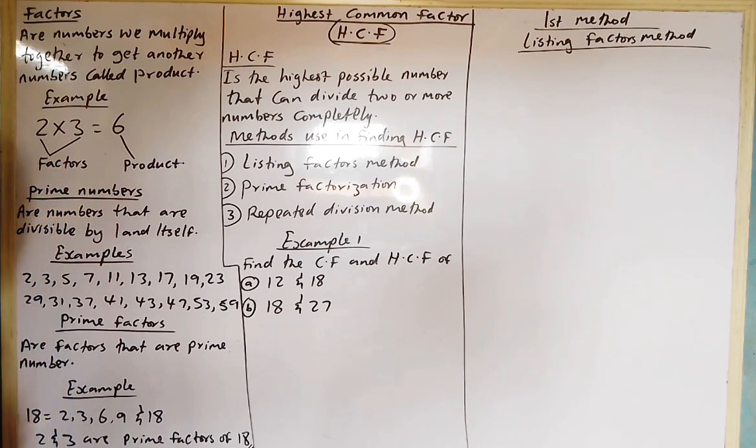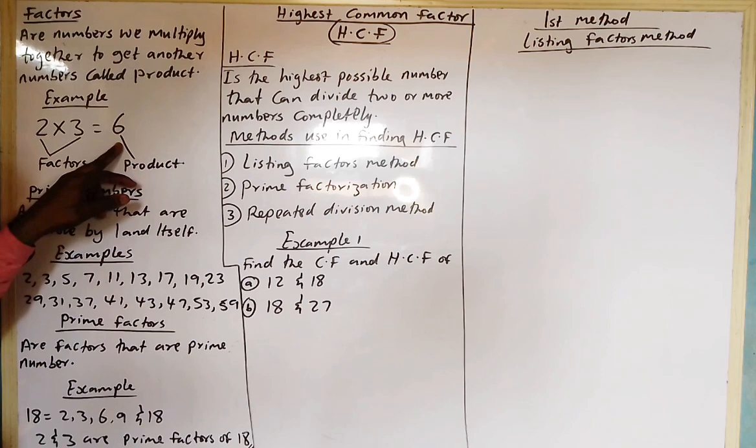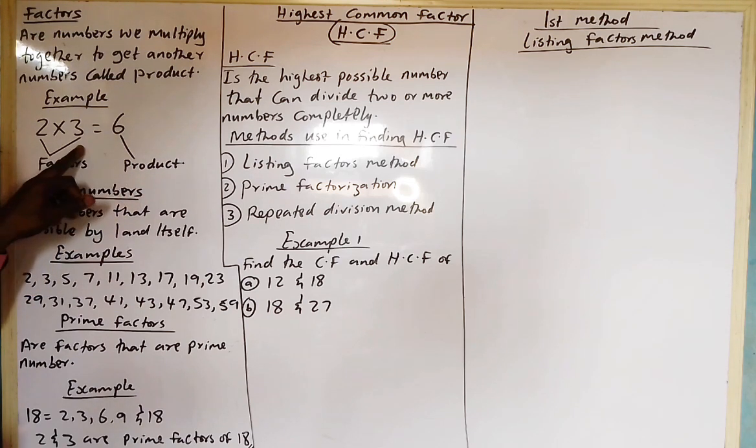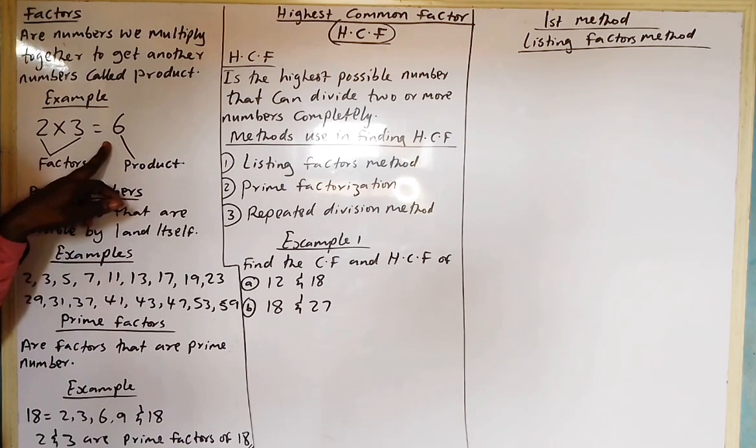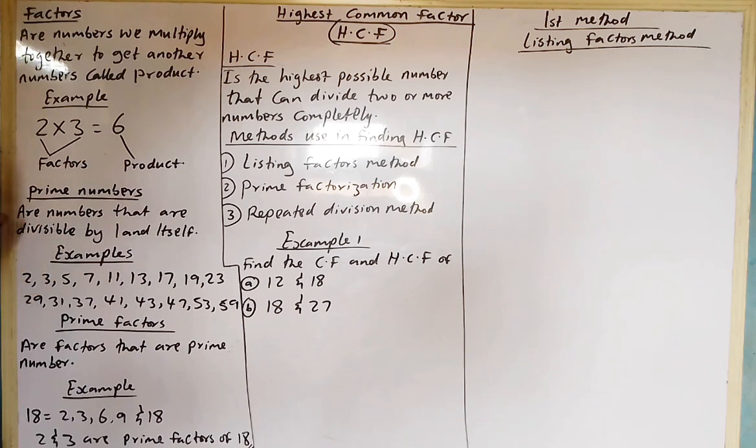An example of factors is this. When we have 2 times 3, 2 times 3 is going to give me what? 6. Therefore, 2 and 3 are factors of 6. In other words, 2 can go in 6 3 times, while 3 can go in 6 2 times. Now, this makes 2 and 3 factors of 6.